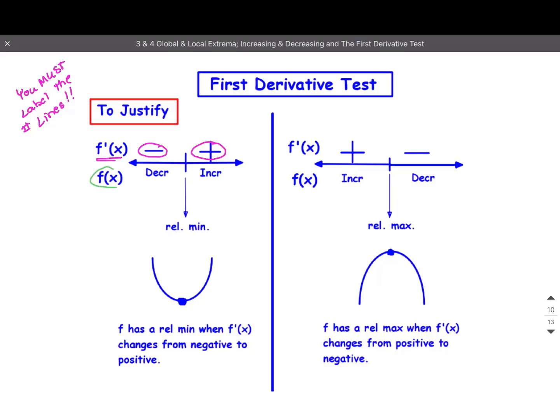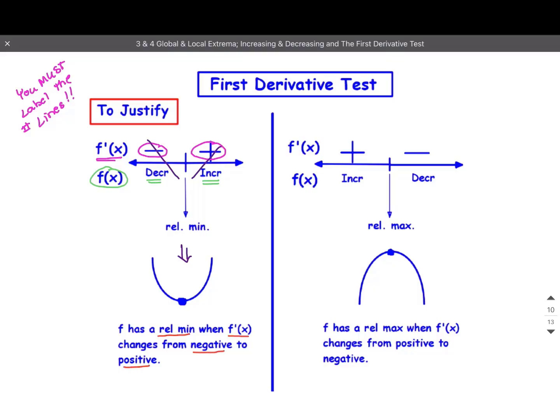On the bottom, I'm talking about f of x, so that if my derivative is negative, my function is decreasing. If my derivative is positive, my function is increasing. Now notice, if we decrease and then increase, it makes sense that our graph looks like this and we have a minimum. So what we would write on a test is f has a relative minimum when f prime of x changes from negative to positive.